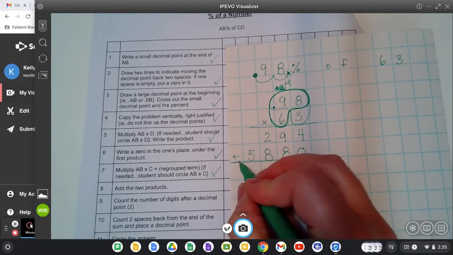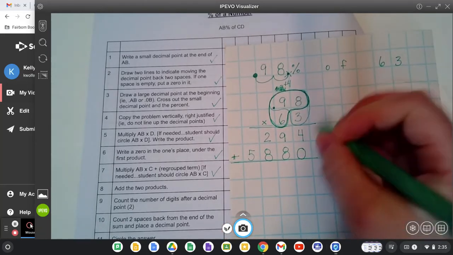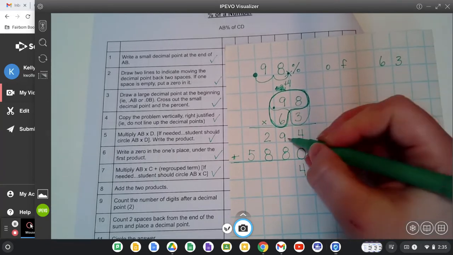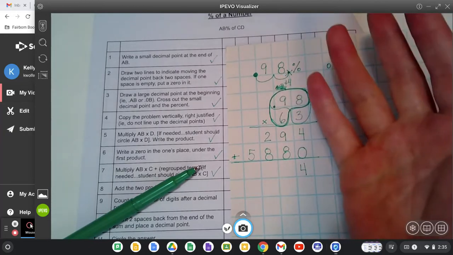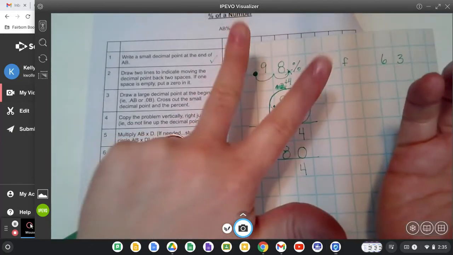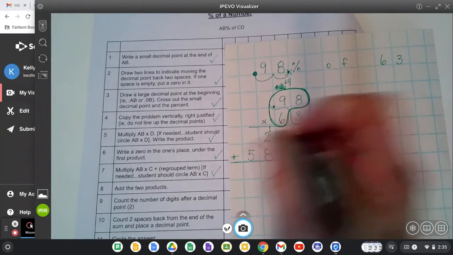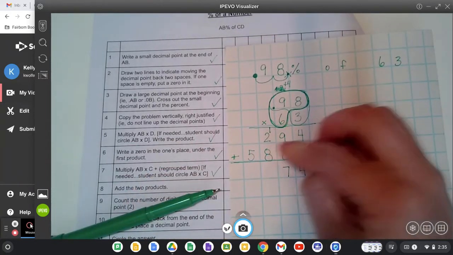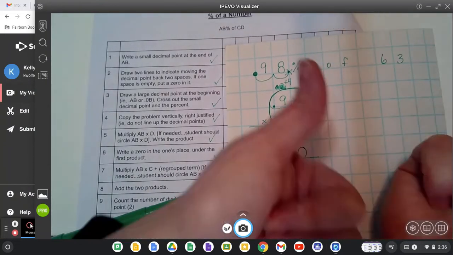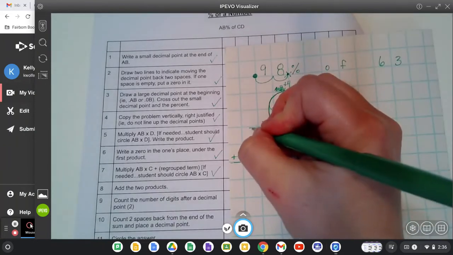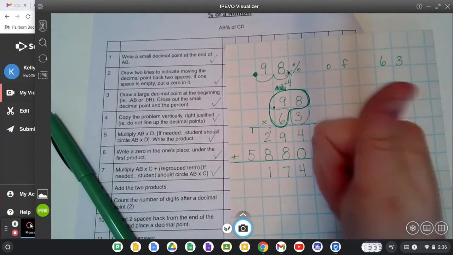So I draw a line, put a plus, then I add 4 plus 0 is 4. 9 plus 8, 10, 11, 12, 13, 14, 15, 16, 17. 1 plus 2 plus 8. Let's see, 9, 10, 11. And 1 plus 5, that's just 6.